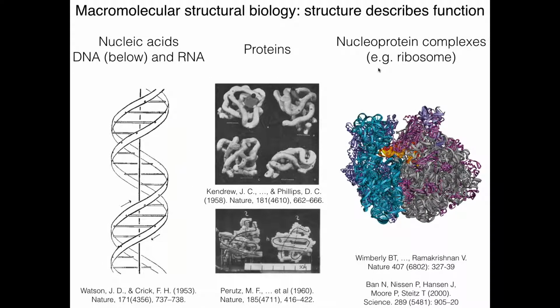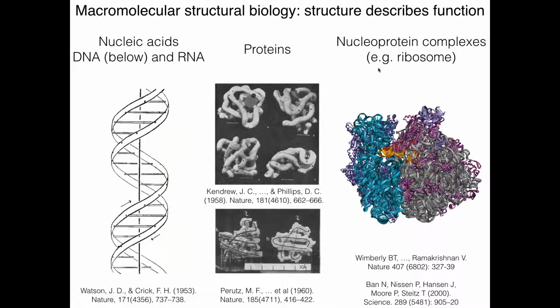So macromolecular structural biology is, of course, critically important to understanding life at the atomic level. We're all familiar with these four structures. This is the structure of DNA, the original model of DNA from Watson and Crick, which of course gave birth to the rise of molecular genetics.